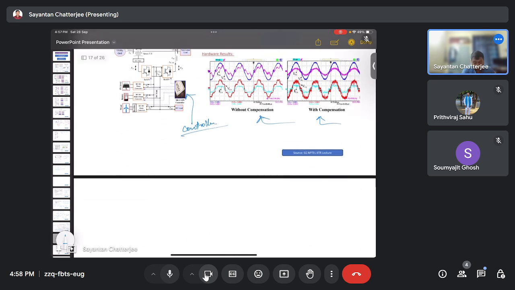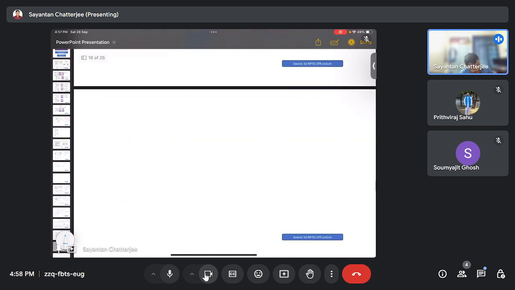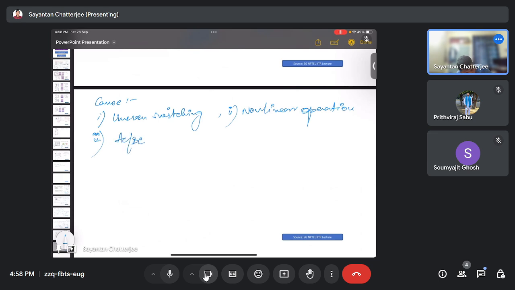So the major cause of using this is that it occurs uneven switching. Next, it may lead to nonlinear operation. We may also have AC-DC drives operation. So the major problem causes are switching, nonlinear operation, and AC-DC drive operation.